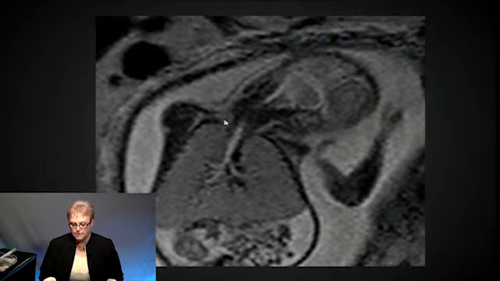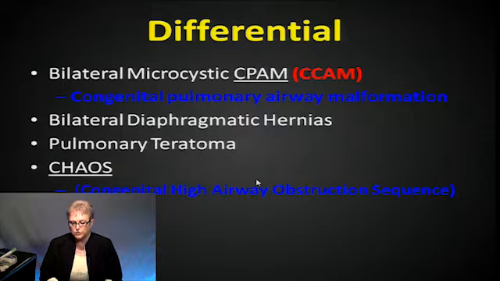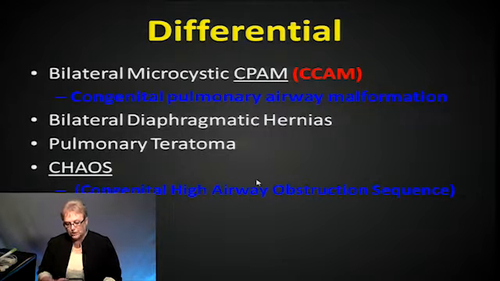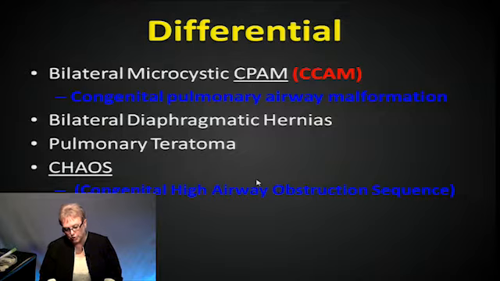This was the MRI. So you're following the trachea all the way down to the bronchi. Differentials would be bilateral microcystic CPAM, which used to be called the CCAM. Now it's called the congenital pulmonary airway malformation. Bilateral diaphragmatic hernias, pulmonary teratoma, or CHAOS, which is congenital high airway obstruction sequence.